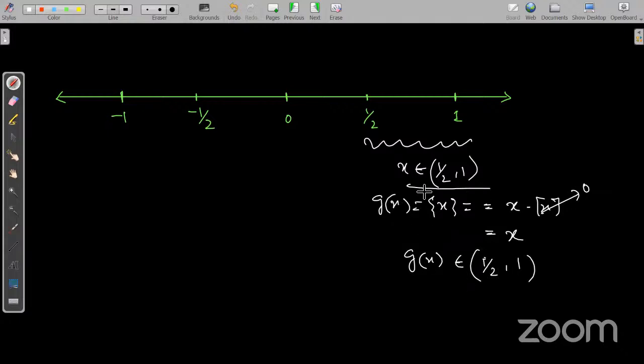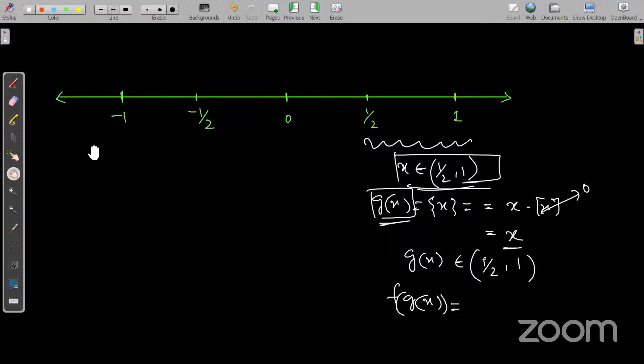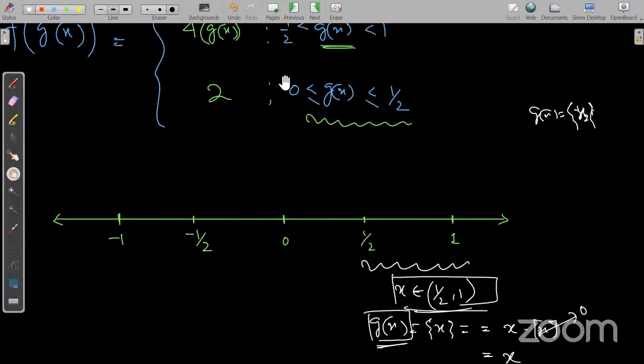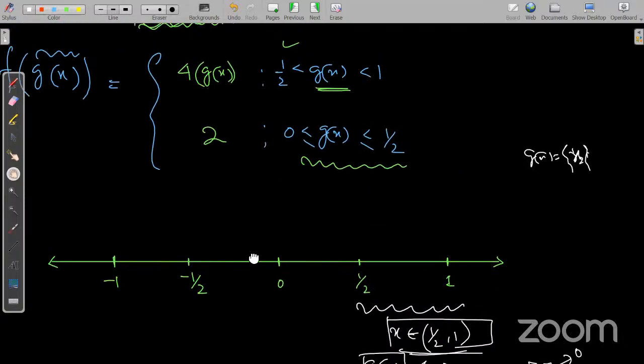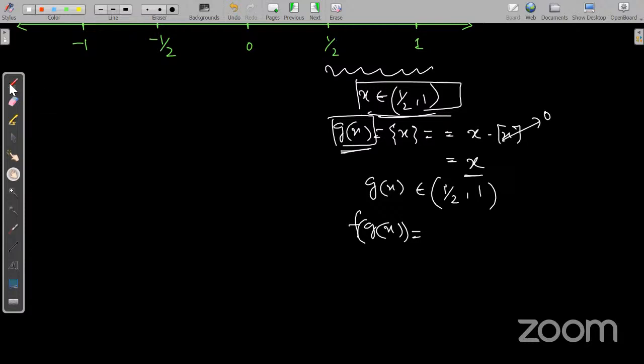If x belongs to 1 by 2 to 1 and you get g of x equal to x, then g of x also belongs to 1 by 2 to 1. Yes or no? Whatever the range of x is, g of x has the same range, okay? So then what will f of g of x be? When g of x is lying between half to 1, f of g of x is 4 into g of x. So 4 into g of x is 4x.